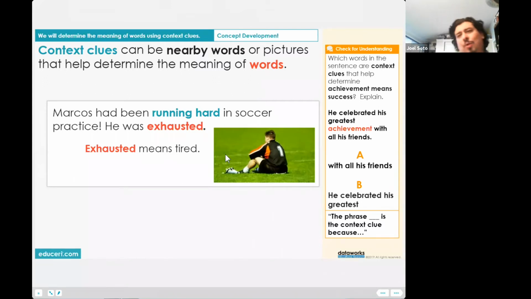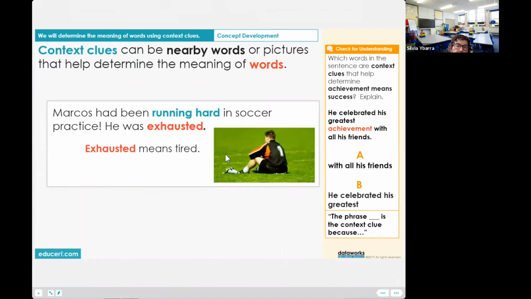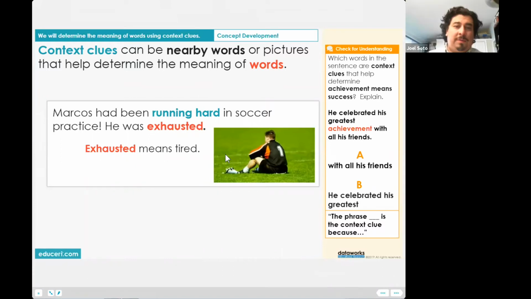Students, look up here. Let's track with me. Look at this. Context clues can be nearby words or pictures that help determine the meaning of words. Let's read it with me. Context clues can be nearby words or pictures that help determine the meaning of words. Okay, that's cool. They've read it with you. But check this out, everyone. Look at my hand. Look at what I'm doing now. Now, students, don't do this at home because I don't want to get emails from your parents, but watch me.